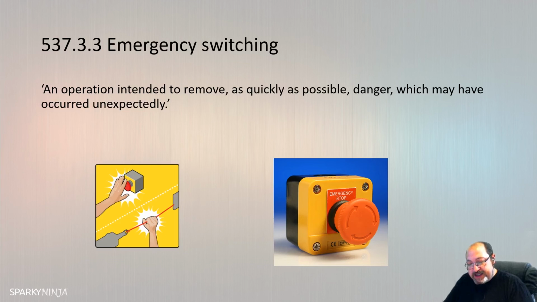The means of operating shall be readily accessible at places where a danger might occur and where appropriate at any additional remote position from which the danger can be removed. The means of operation of a device for emergency switching off shall be capable of latching in the off position. That's a very common question.